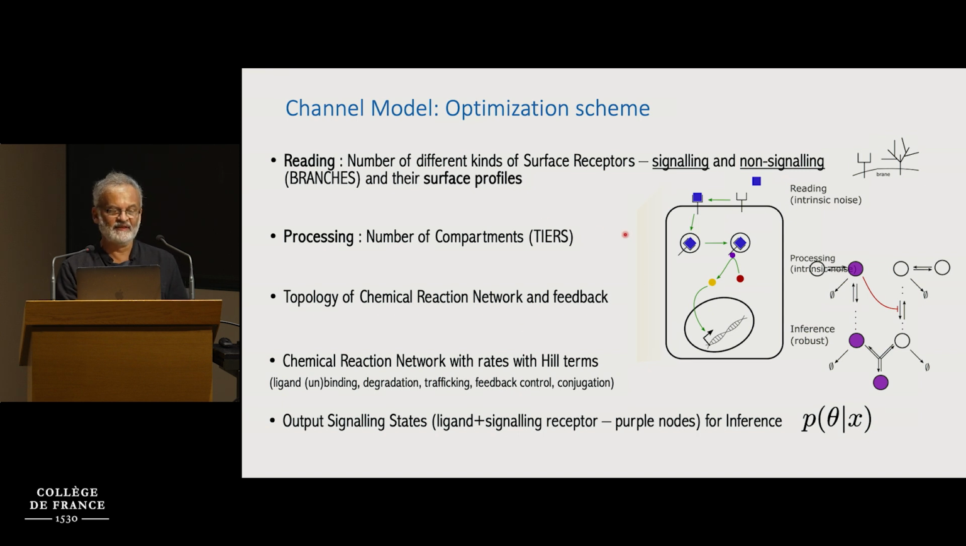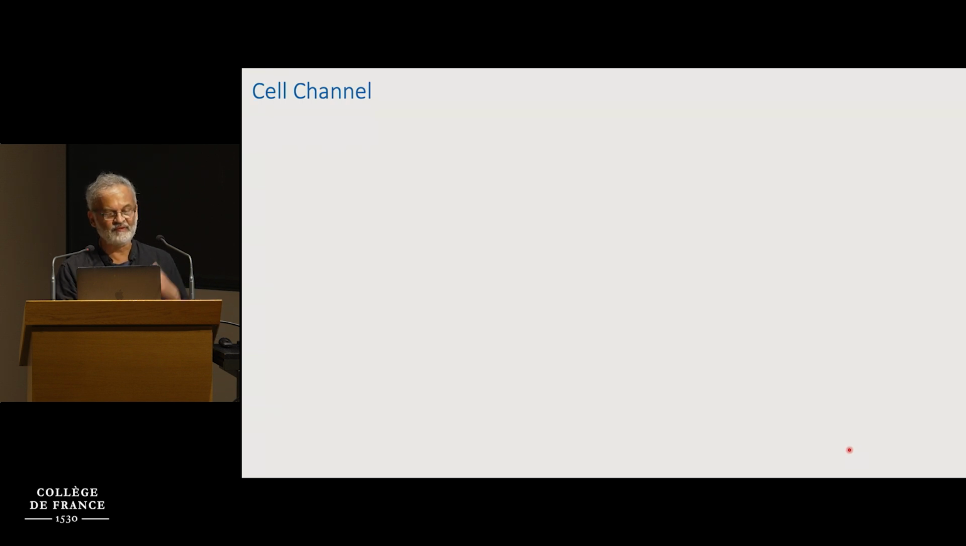Finally, using this model for the internal reading and processing within each cell, one computes the output P of theta given x, from which one can do the inference and hence the minimization. Okay. Now, the minimization is going to be run over all the parameters describing the chemical reaction network.